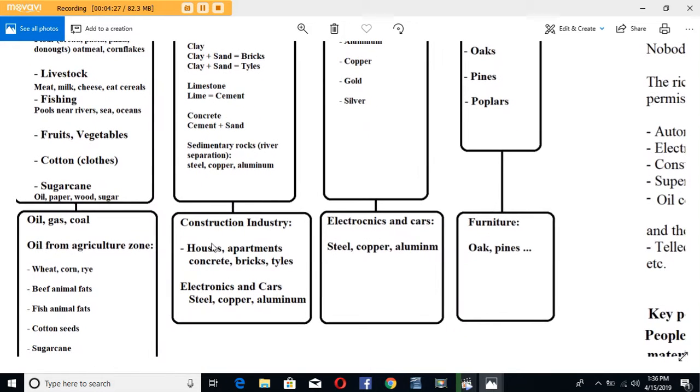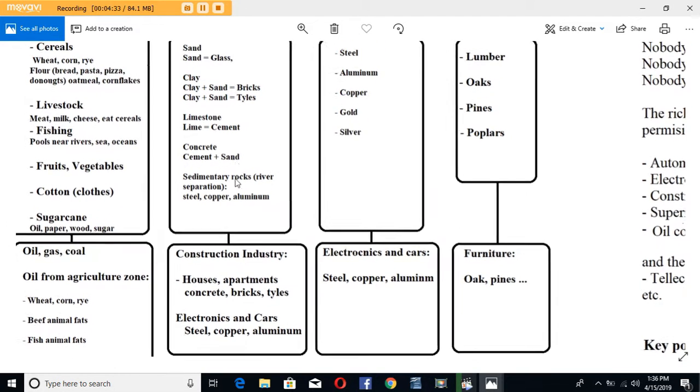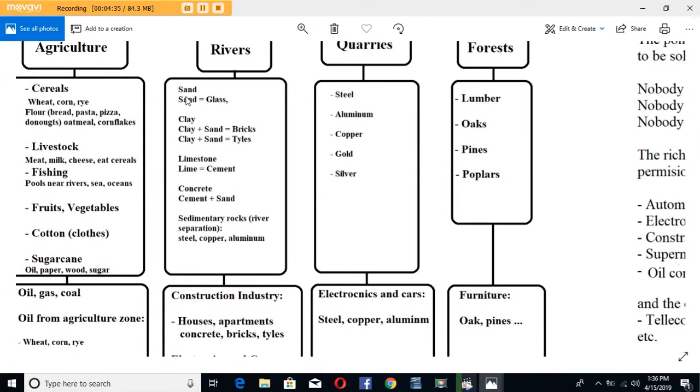The resources required for houses and buildings are found in the rivers and forests. From the rivers we can get sand, the raw material for glass; clay, the raw material for bricks and tiles; lime, the raw material for cement; gravel, the raw material for roads. The concrete is a mix of cement, gravel and sand.